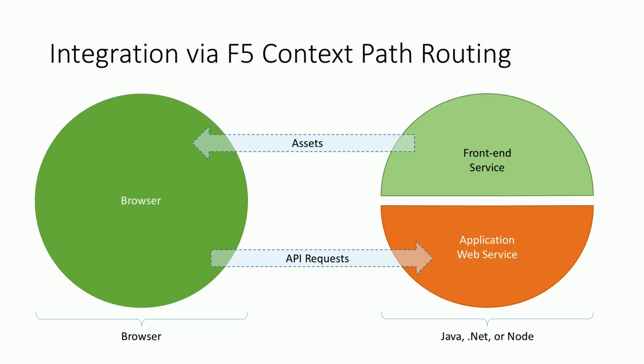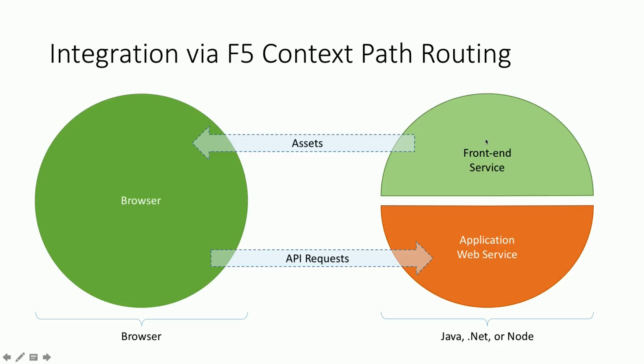Okay, finally, integration via F5 context path routing. Both Cloud Foundry and non-Cloud Foundry, this is available for both. Cloud Foundry has recently begun to support this. There's a lot of attractive features about this. Both applications can still be directly accessible, so your front-end service and your application web service can both be directly accessed via the browser without having to have one proxy the other.